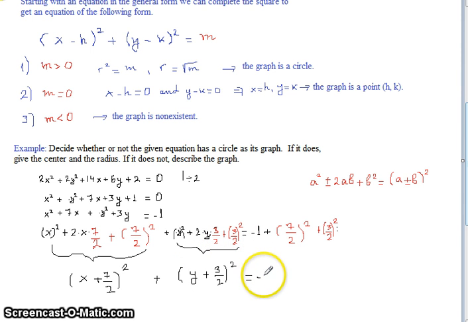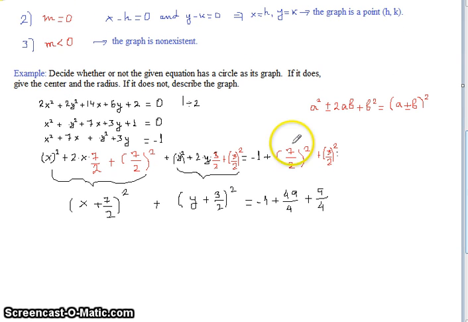And we have to simplify the right side. 7 over 2 to the second is 49 over 4. And 3 over 2 squared is 9/4. We have two like fractions on the right side. We can add them. 49 plus 9 is 58 over 4. So on the right side we have minus 1 plus 58 over 4. I will do it on the side. Minus 1 plus 58 over 4. But minus 1 could be expressed as negative 4 over 4. So as a result, we'll get 54 over 4 for the right side.